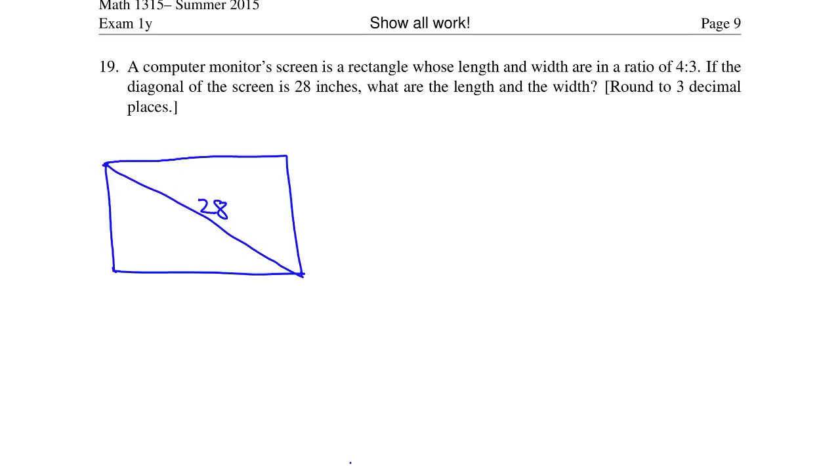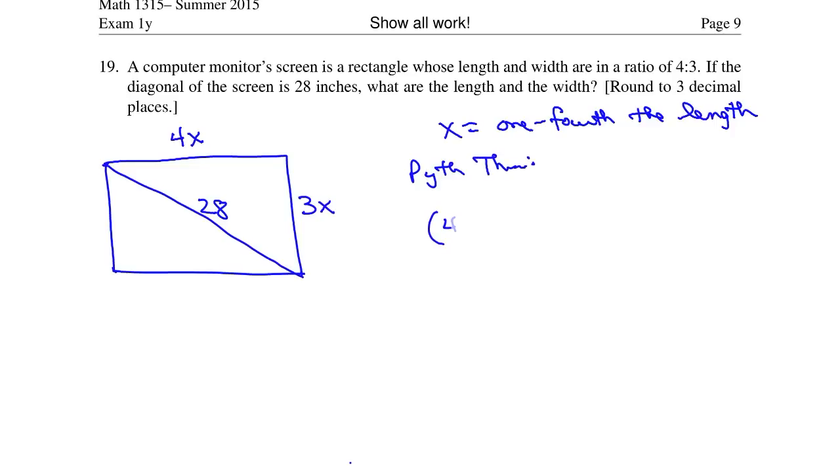Now, the ratio of the length and the width are 4 to 3. So we're going to use a scalar. So we're going to have the length is 4x, and the width is 3x. And so x is equal to 1/4 the length. Alright, and since it's a rectangle and we have a diagonal, that means we have a right triangle in the upper part there. So we're going to use the Pythagorean Theorem.